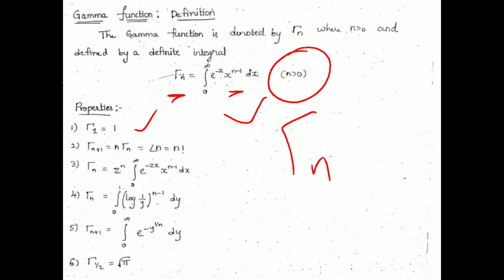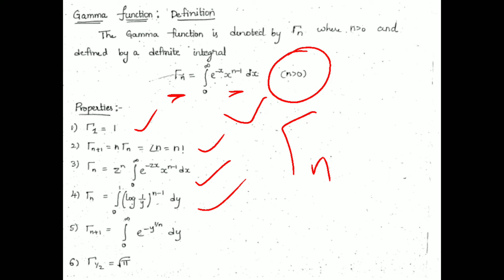In the same way, gamma n plus 1 is equal to n into gamma n, that is nothing but factorial n. This is another property which will be proved now. Another thing is gamma n can also be written as z power n into the integration from 0 to infinity of e power minus zx x power n minus 1 dx. This is another form of the gamma function. The next form is the integration from 0 to 1 of log of 1 by y whole power n minus 1 dy. This is another form of the gamma function, and these are also properties of this function.